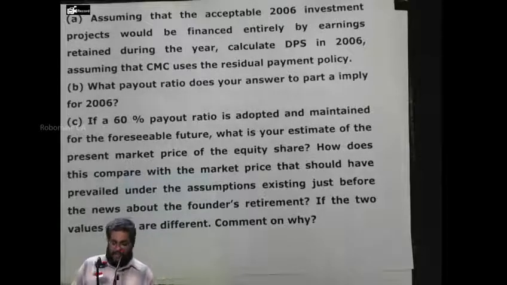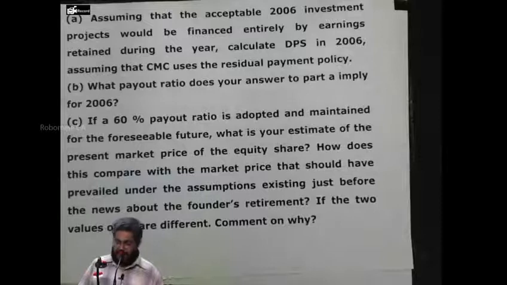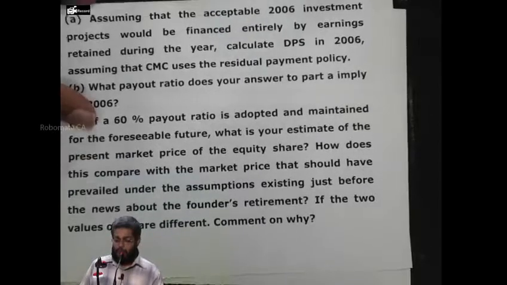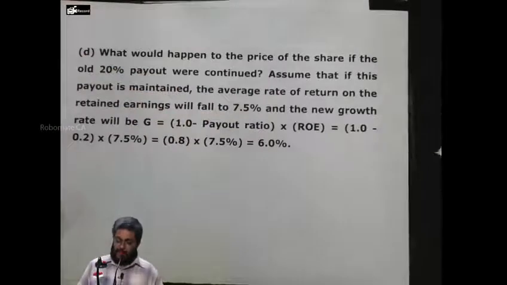How does this compare with the market price that should have prevailed under the assumptions existing just before the news about the founder's retirement? If the two values of P0 are different, comment why. What would happen to the price of the share if the old 20% payout were continued? Assuming that if this payout is maintained, the average rate of return on the retained earnings will fall to 7.5%, and the new growth rate will be g = (1 - payout ratio) × ROE = (1 - 0.2) × 7.5% = 0.8 × 7.5 = 6%.